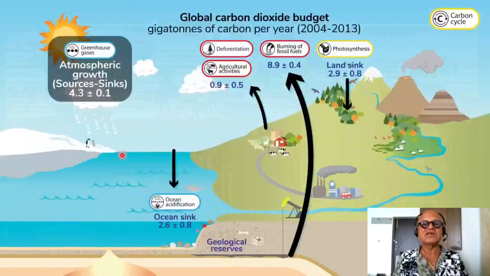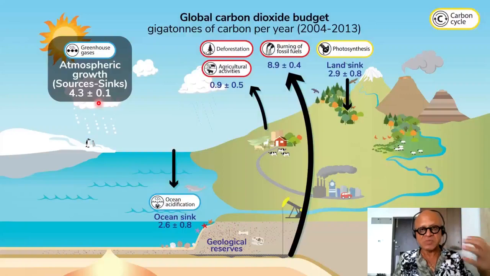But what you can see is that even from the observational estimates, if you look at global carbon dioxide budgets in gigatons of carbon per year averaged over 2004 to 2013, I'm just taking this from the Berkeley site as an example, you can see that atmospheric growth, sources minus sinks, adds an uncertainty, so 4.3 plus minus 0.1. So measurements themselves have uncertainties. Ocean acidification, ocean sink is at 2.6 plus minus 0.8 gigatons. So the uncertainty is quite a bit higher here.